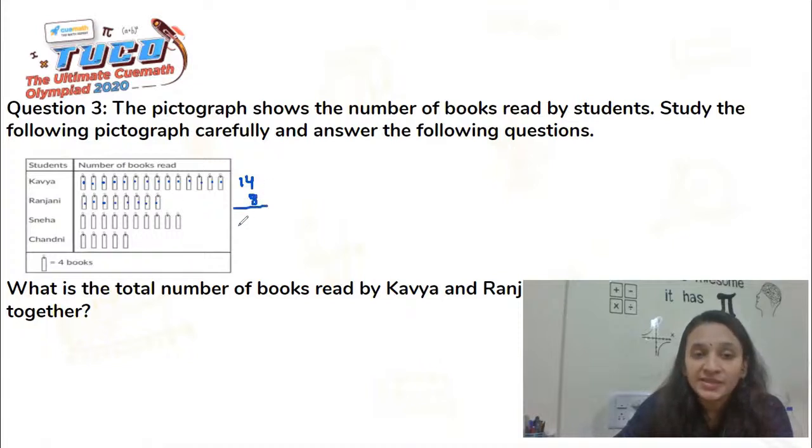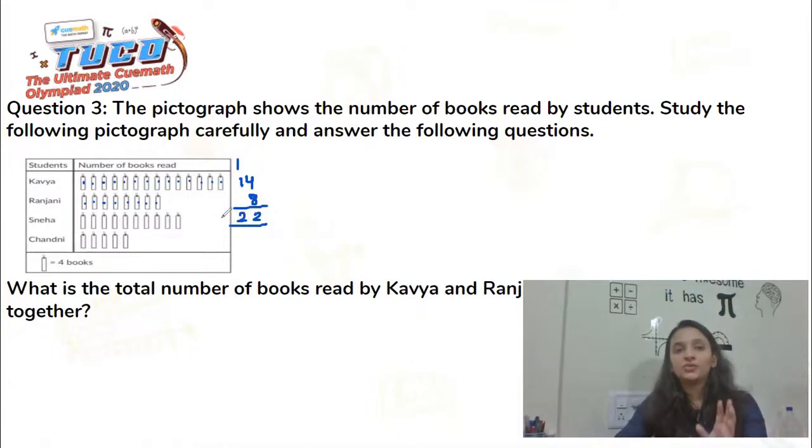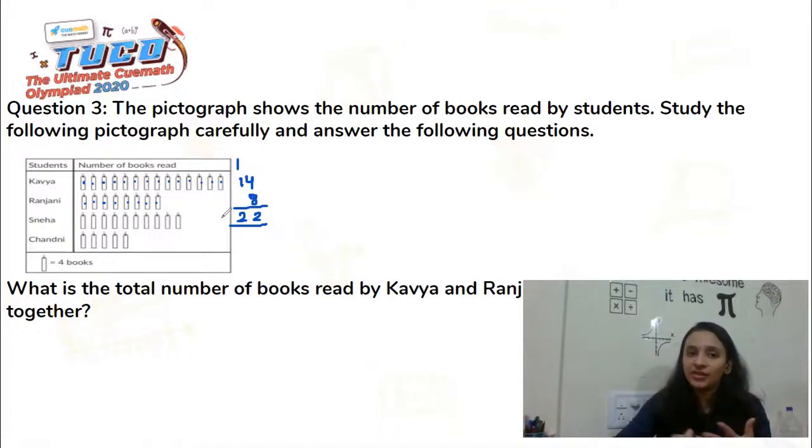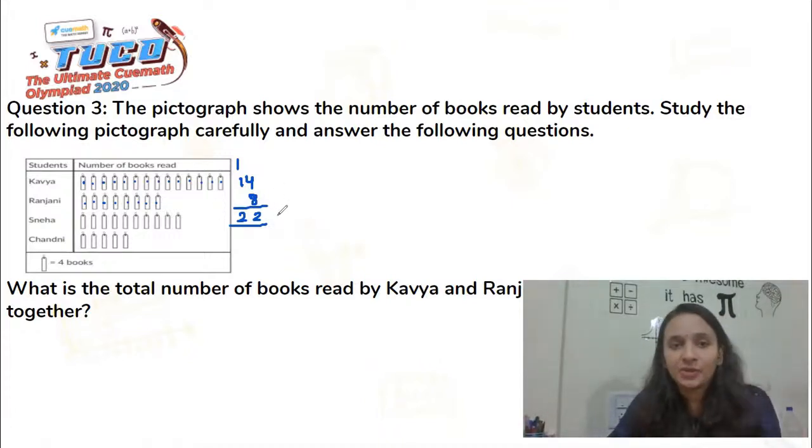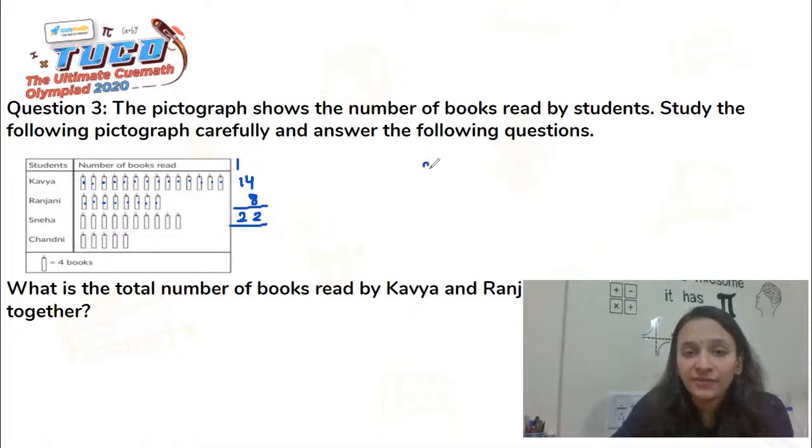So we need to add these book tags together, 14 and 8. So 8 plus 4 is 12, 2 we write down here, 1 carried forward, and then we have 1 plus 1, which is 2. So a total of 22 book tags are there, putting together the number of books read by Kavya and Ranjani. Now, this is not the right answer because this is the number of tags that we have, which is 22. Now, each tag represents 4 books.